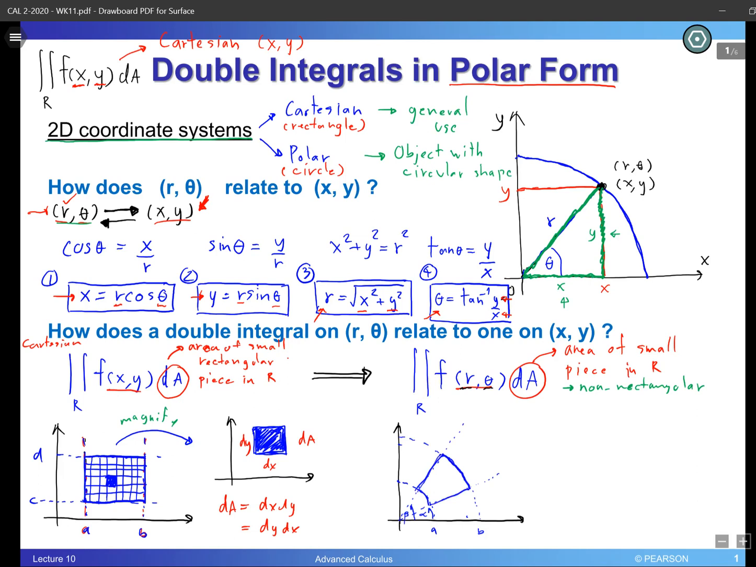Okay? And now we are going to do the same thing, put small steps in both directions. For the angle, it's going to be this. Okay? And for the radius, it's going to be this. Okay, and I'm going to take one piece out. And I'm going to magnify it again. Alright?